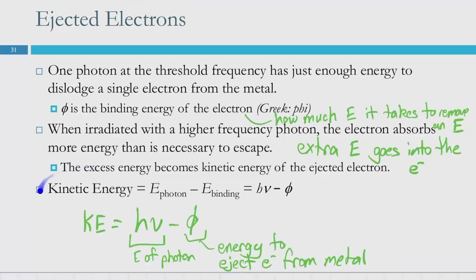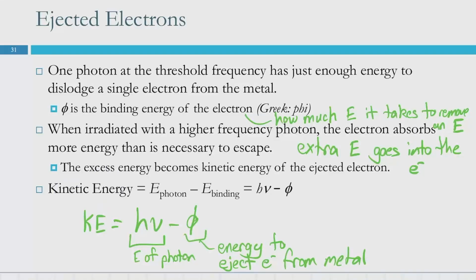So we had the kinetic energy of the ejected electrons is equal to the energy of the photon minus the binding energy, which we use this letter phi. So this is the minimum amount of energy it takes to knock one of those electrons off, to boom, blast it off. And the h nu here is the energy of our photon, and then the kinetic energy is just going to have whatever's left over.